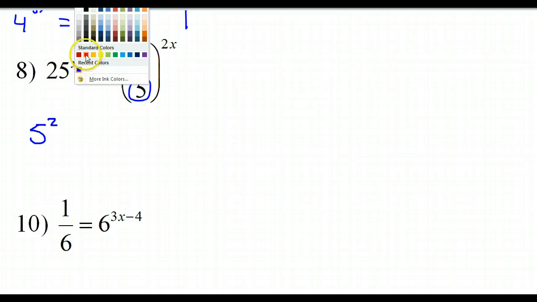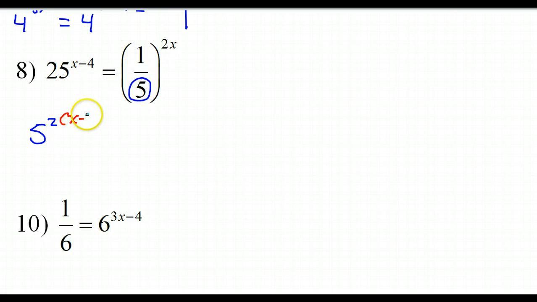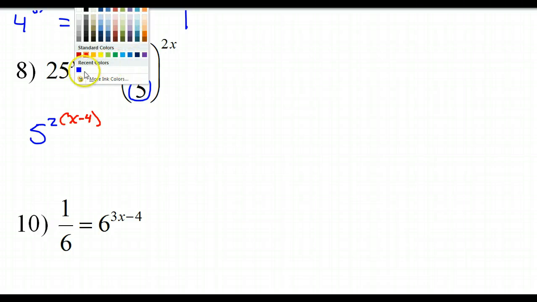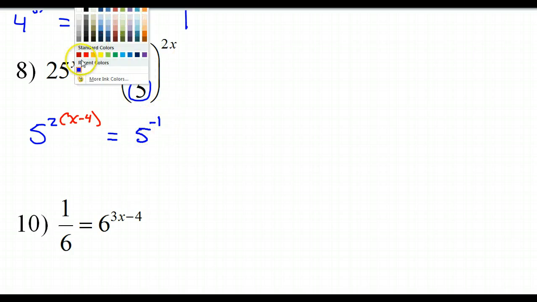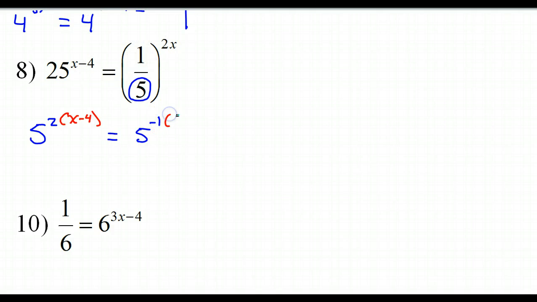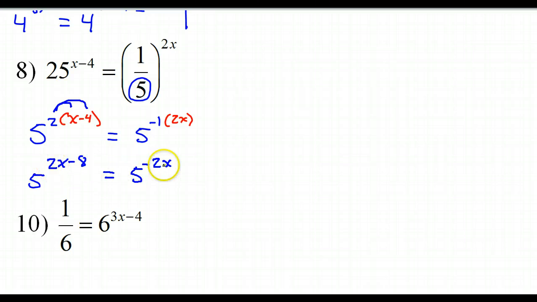And so that's going to leave the x minus 4 sitting there like so. But now with this fraction, as you've seen previously, I can write 1/5 as 5 to the negative 1 power. And then I've got the 2x sitting there like so. So that means that basically what I have here is 5 to the, now I'm going to do a little distributive property here, so this will be 2x minus 8 power, and that's equal to 5 to the negative 2x power. If the bases are the same, the exponents will be the same.